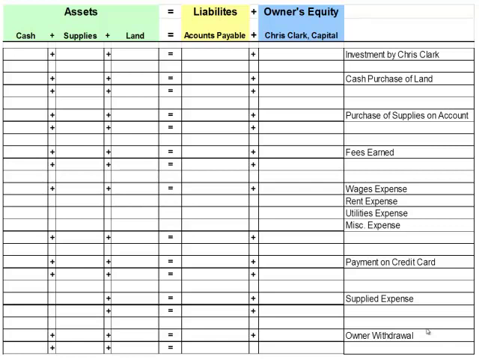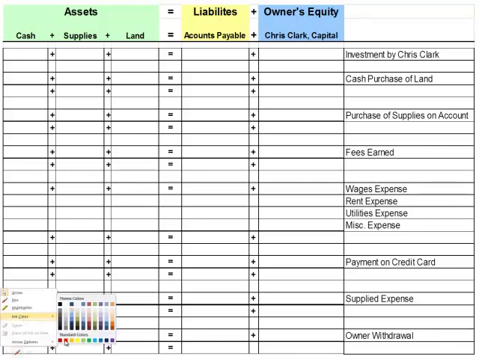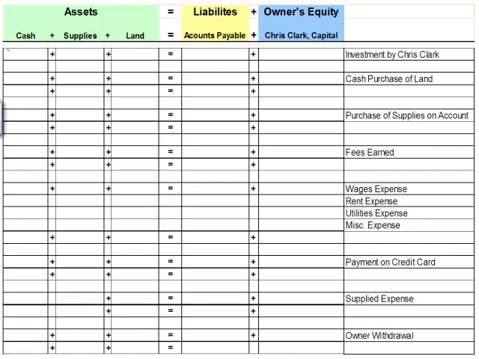So what we're going to do is plug in $25,000 under cash, and we're going to plug in $25,000 under equity. So if we look at our accounting equation, assets of $25,000 equals liabilities of 0 plus equity of $25,000. So our accounting equation balances.